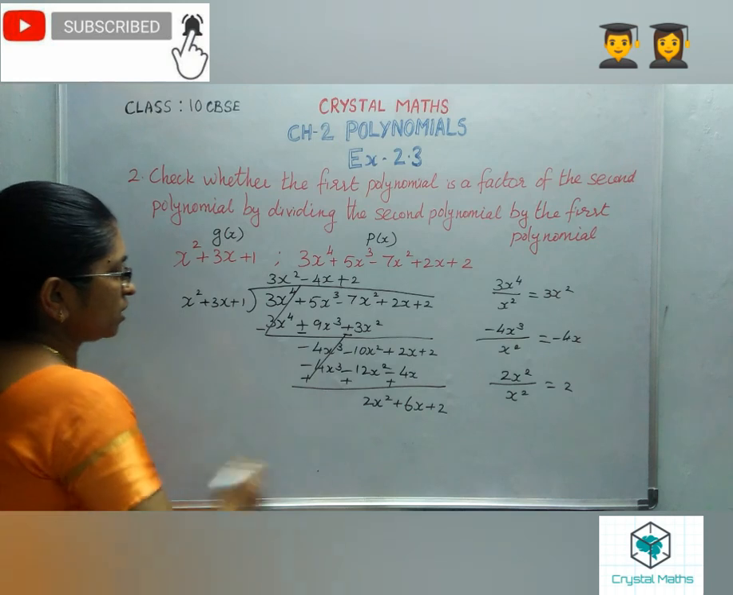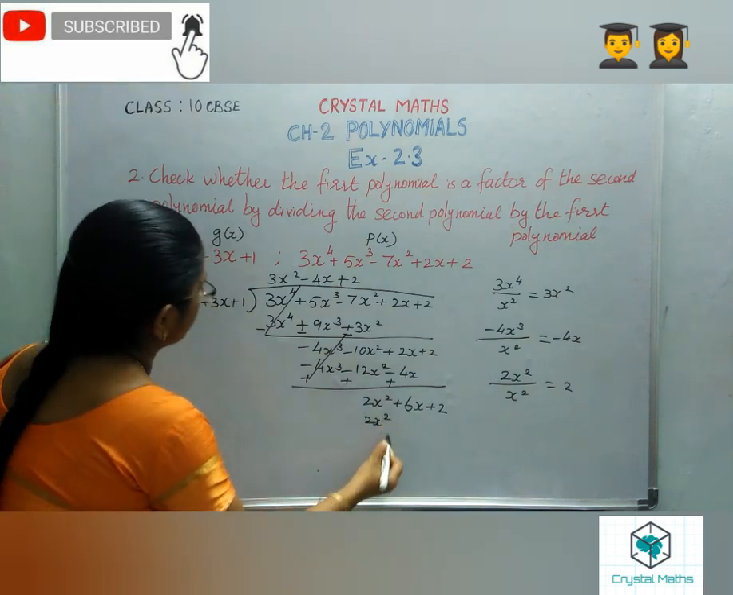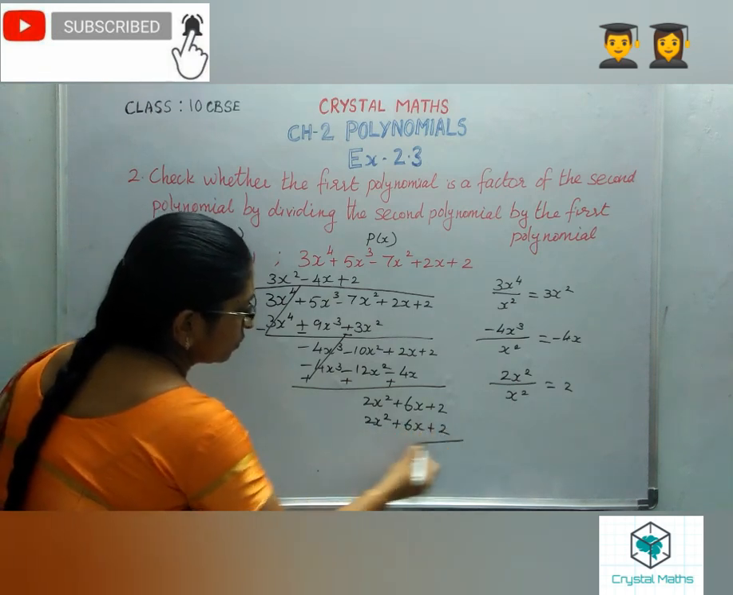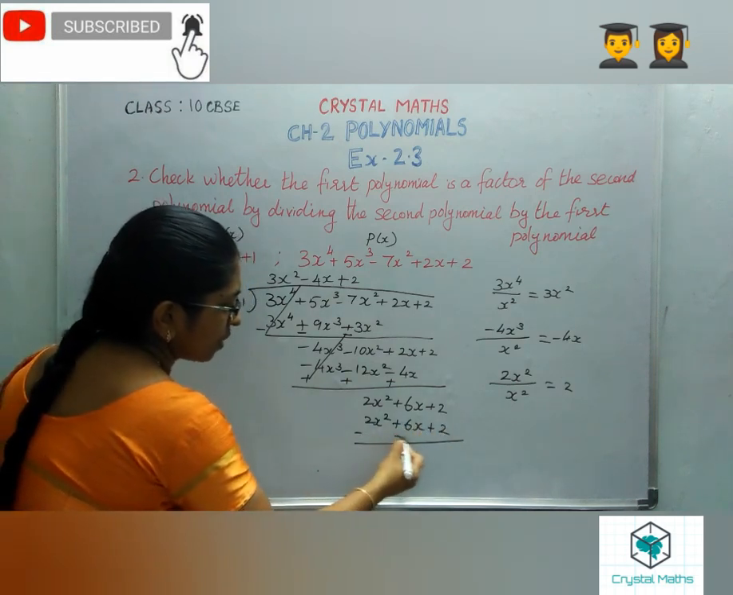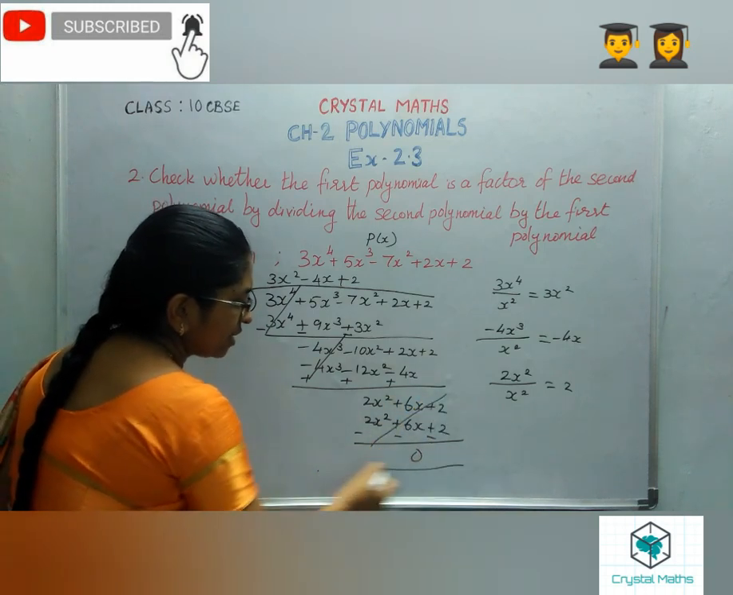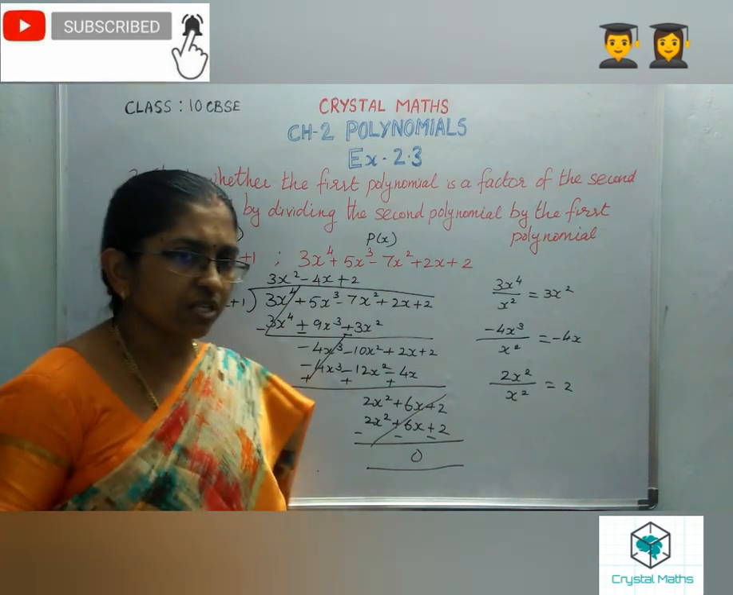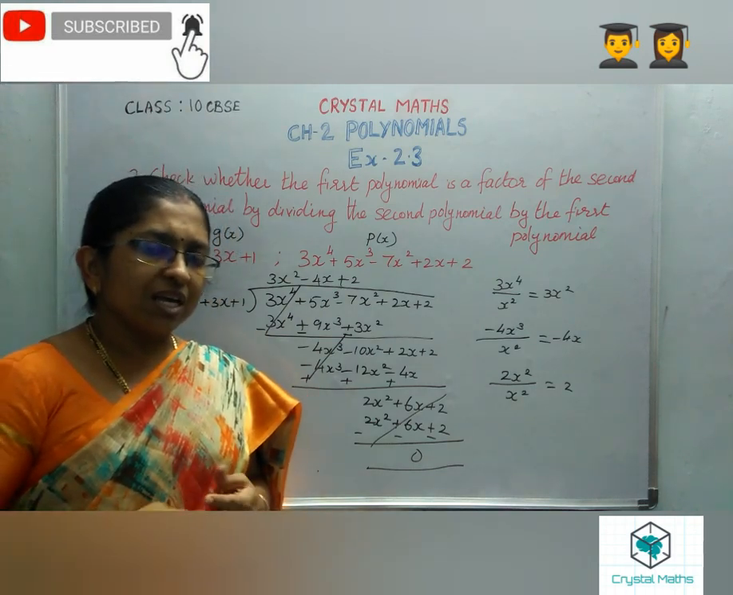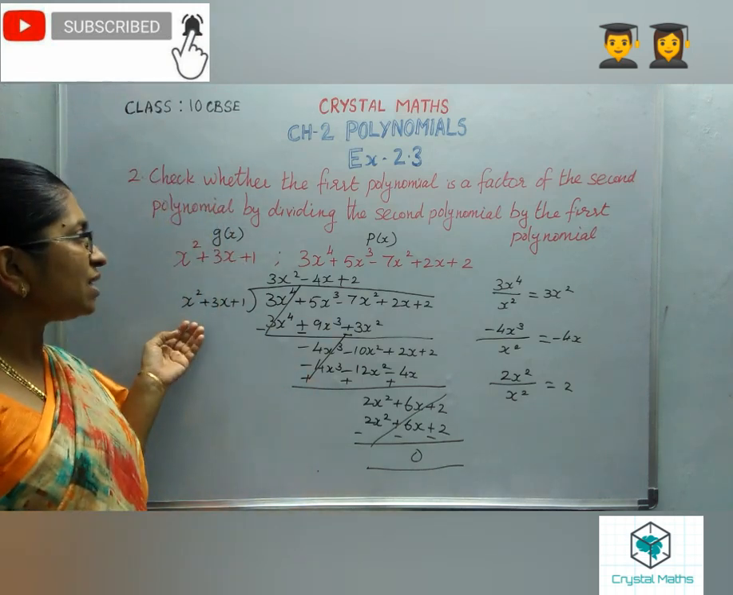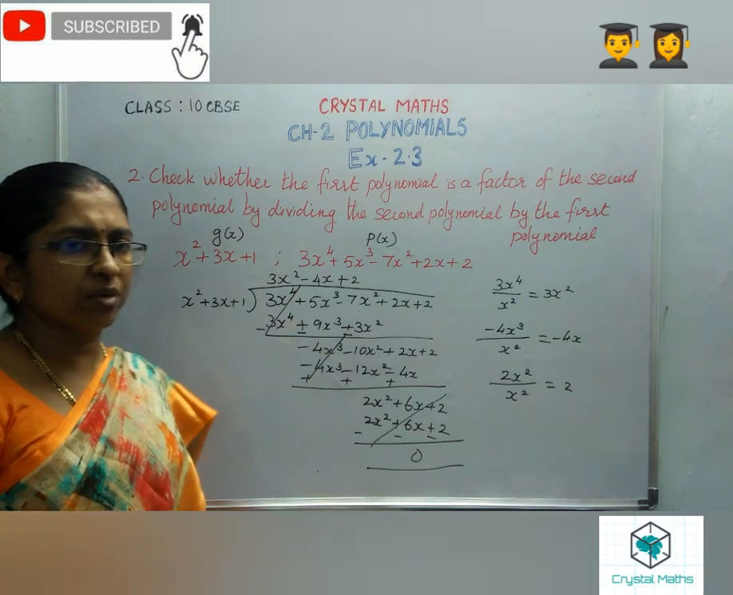2 into this number. That is divisor. We are getting 2x squared plus 6x plus 2. We need to subtract. So everything is same. Cancelling and writing 0. We should remember the factor theorem in this place. If we are getting remainder as 0, we can tell the divisor is the factor of the given polynomial.